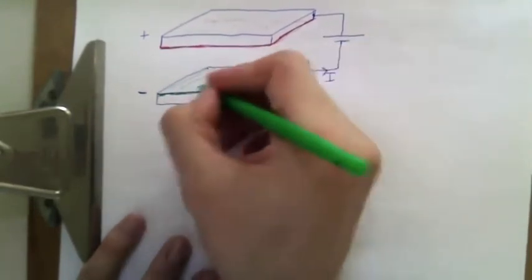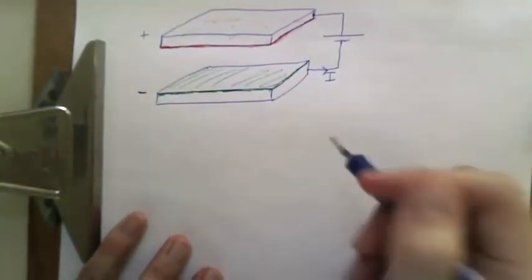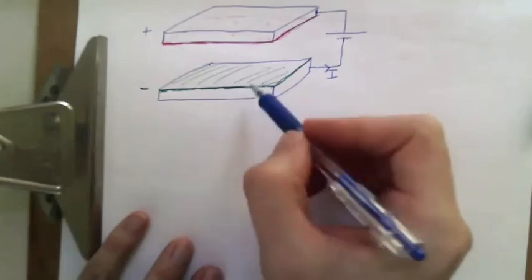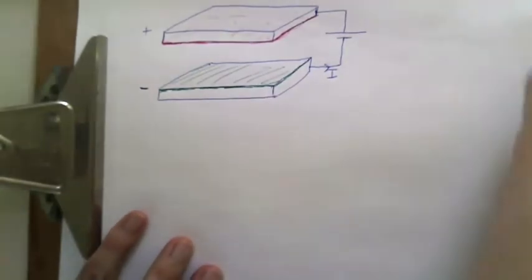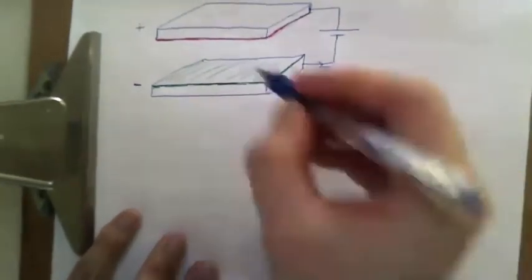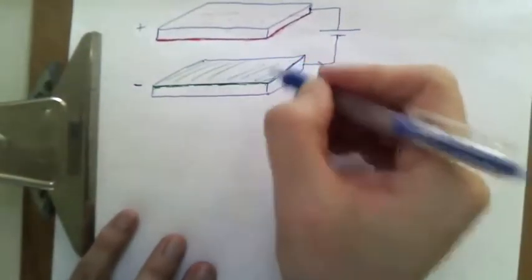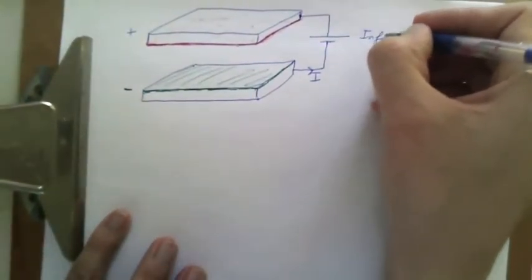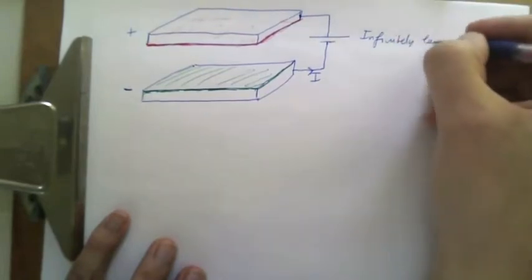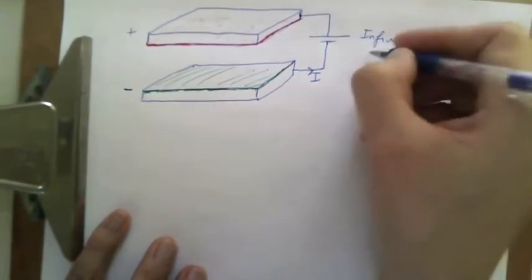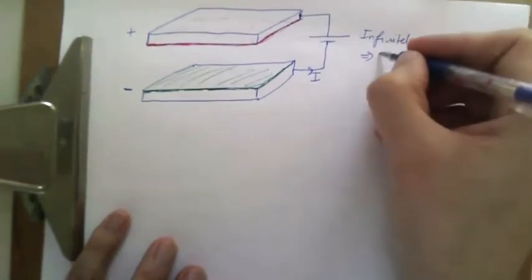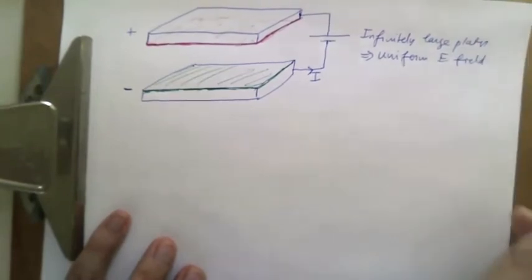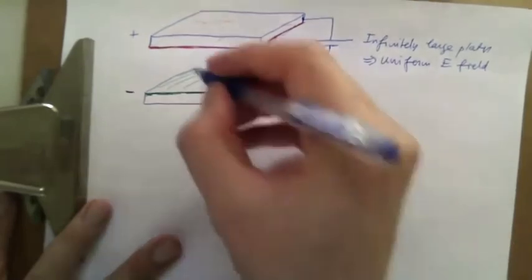All right. And let's not talk about the edges yet. So let's assume that these plates are so large that we can consider them almost infinitely large. And in that case, we can assume that the electric field here is going to be uniform. So infinitely large plates would automatically lead to a uniform electric field. And uniform electric field, that means that we can draw field lines here.